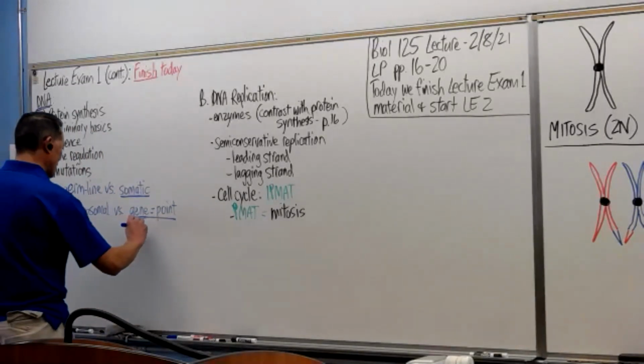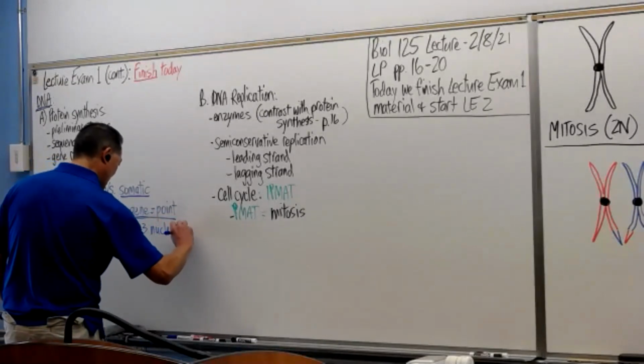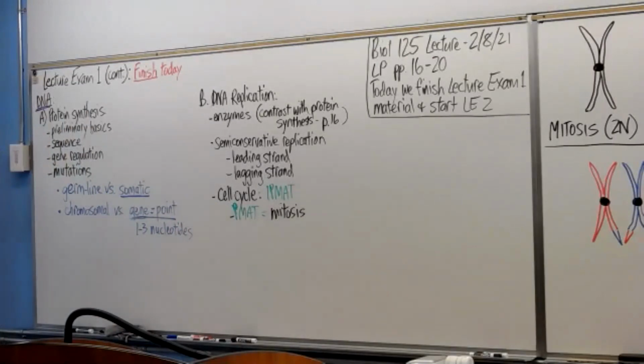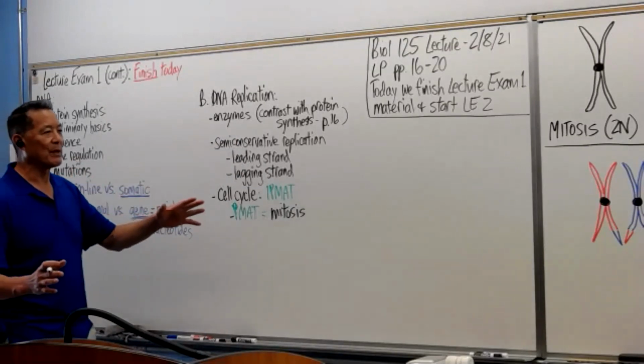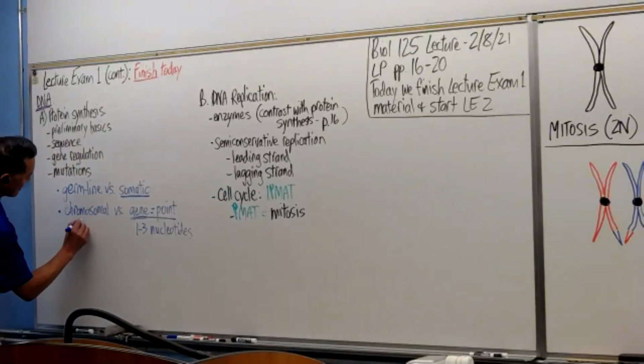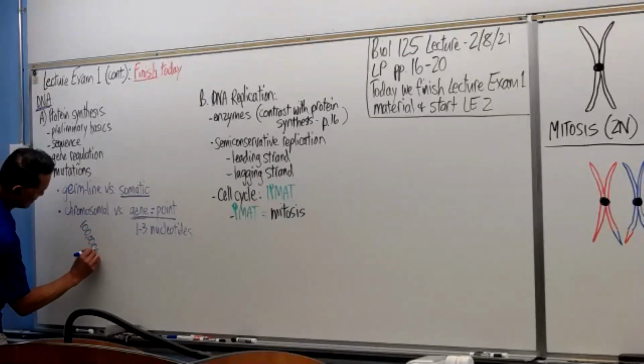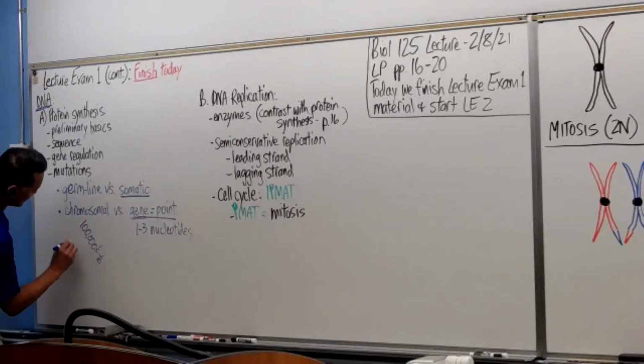Gene or point mutations are 1 to 3 nucleotides changed. Chromosomal, you can actually see it, and we'll talk about this in just a little bit when we talk about DNA replication. We could see it in a karyotype. If you take a picture of a chromosome and you could see it change that big in a microscope, it's because the chromosome has changed that much. We're talking about hundreds of thousands to millions of nucleotides.